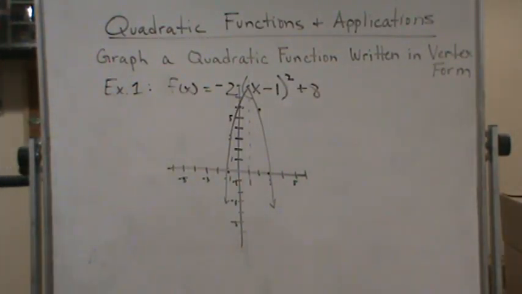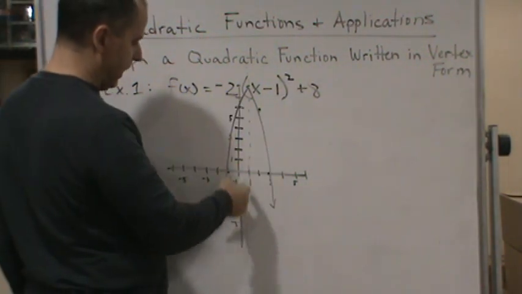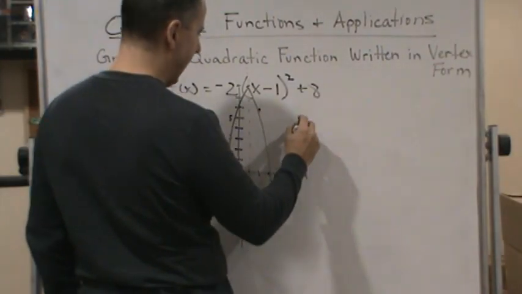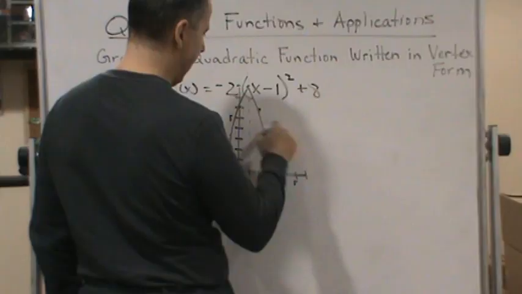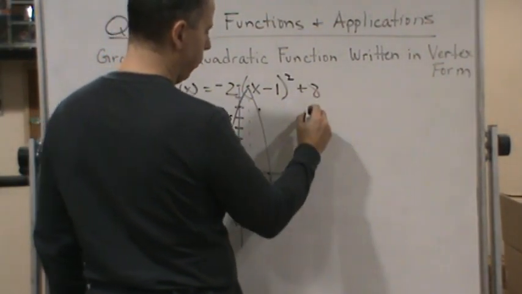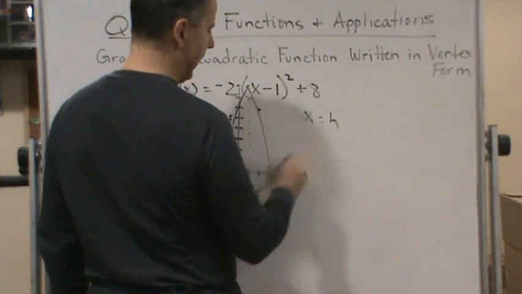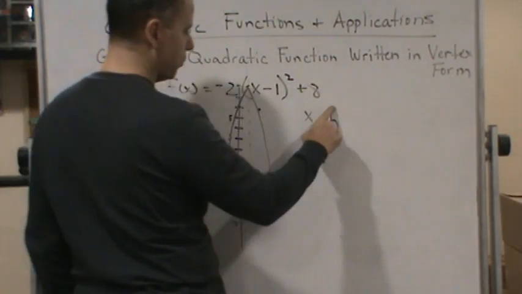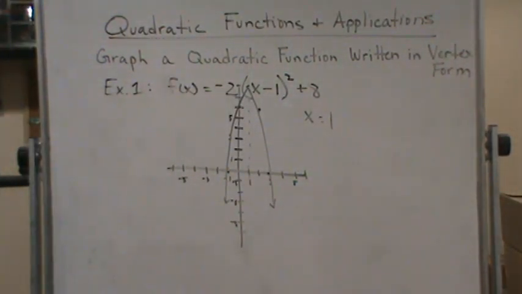All right. Now the next question was, where is the axis of symmetry? Because of what I just said, the axis of symmetry would be at x equals h. So the axis of symmetry is always x equals h, and in this case, h is 1. So the axis of symmetry is x equal to 1.